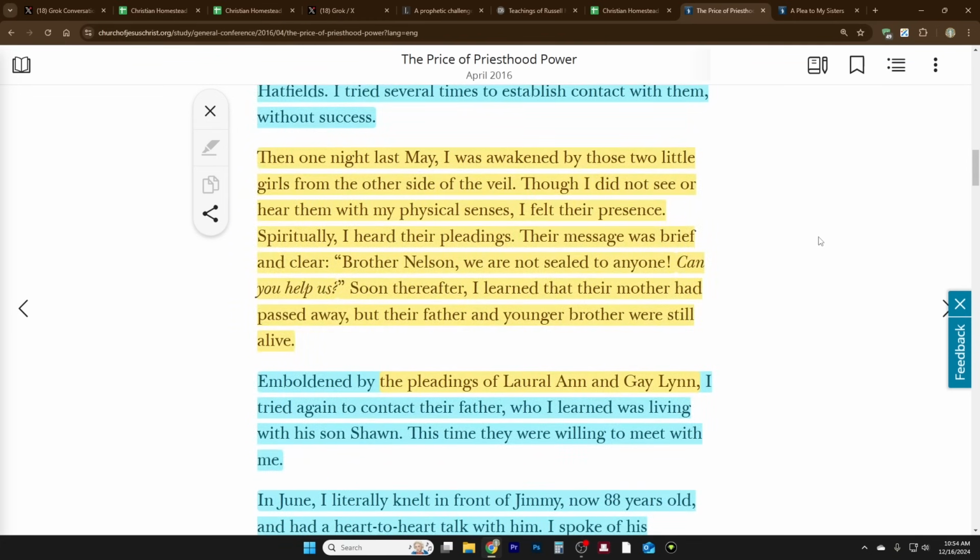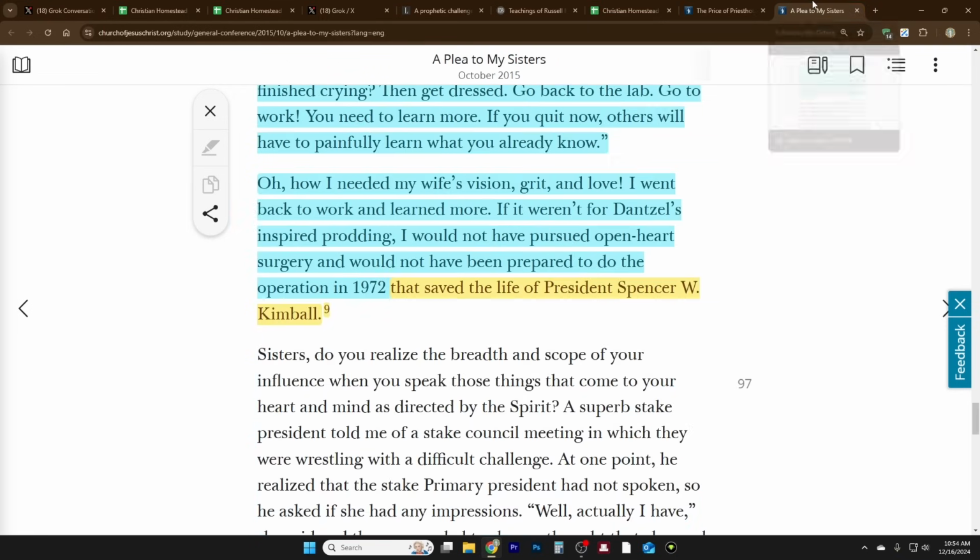And then here it is right here. Then, one night last May, so if you think about it, that's May of 2015. So that was just a few months before the October 2015 General Conference where he talked about this. So this was like fresh on his mind for the next 2 conferences.